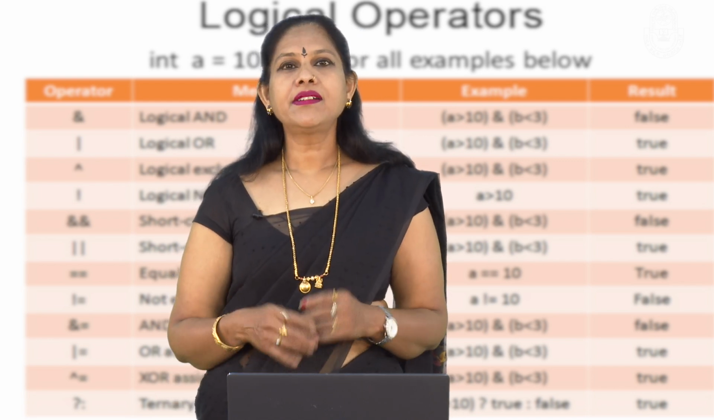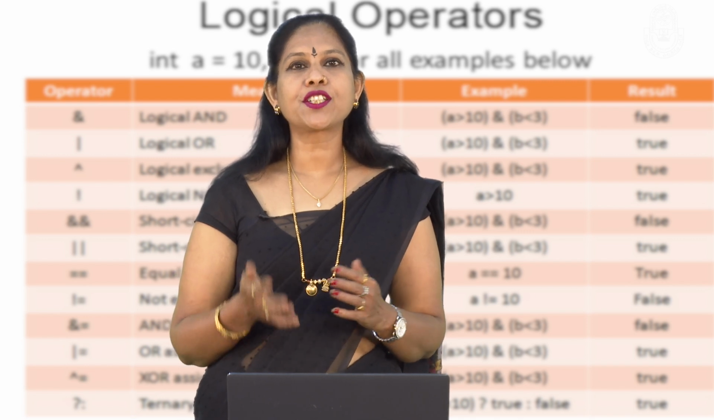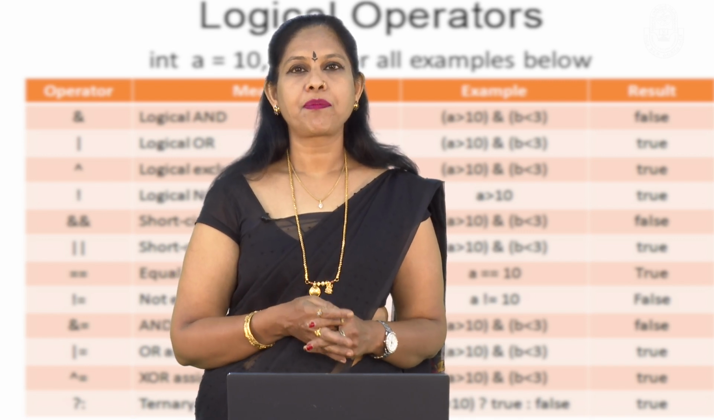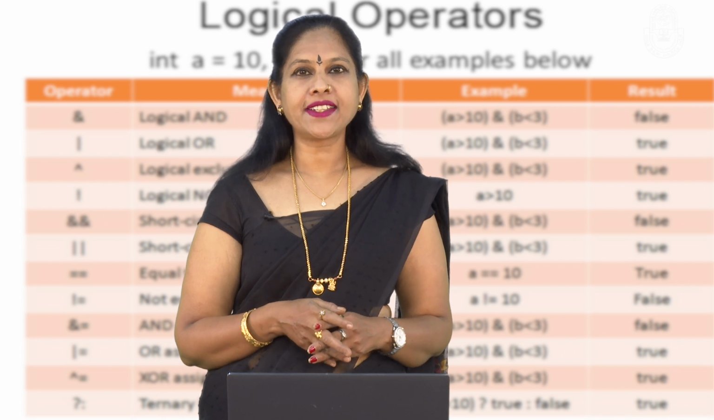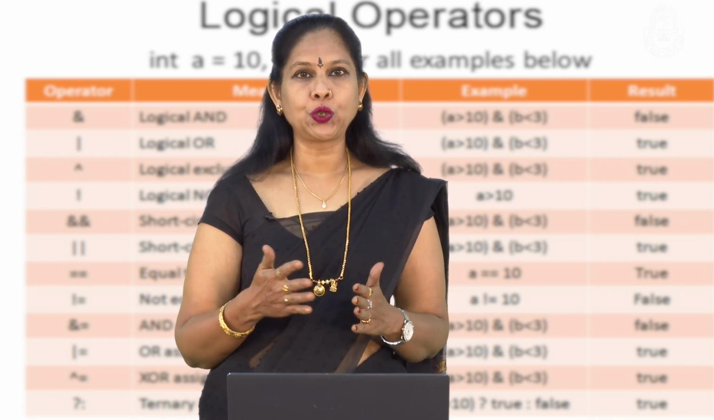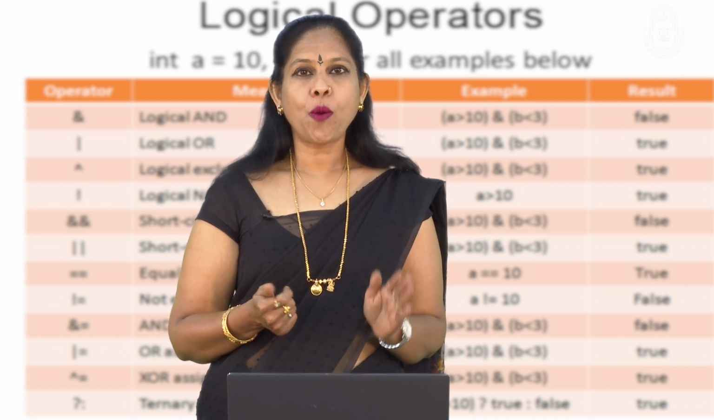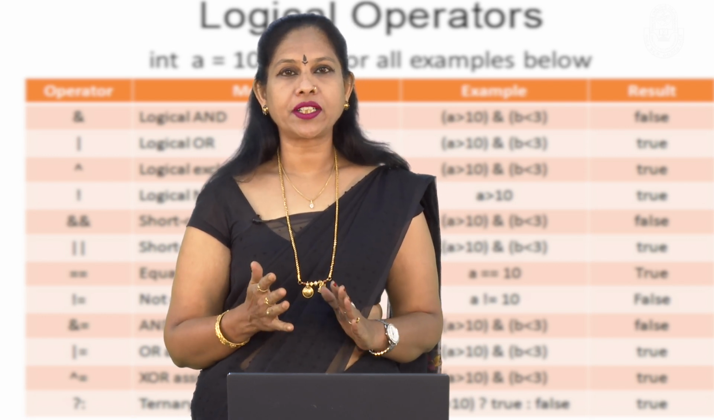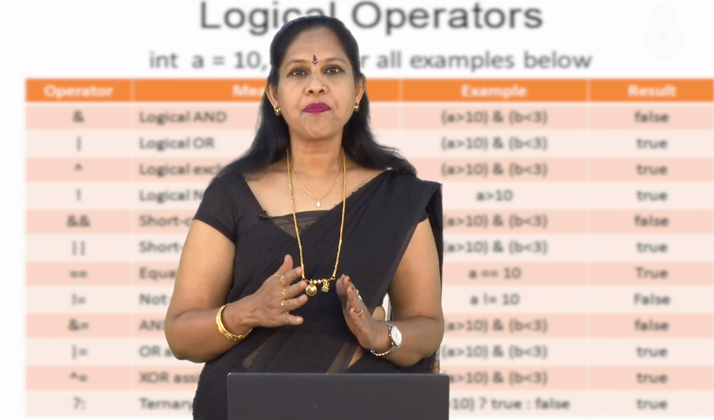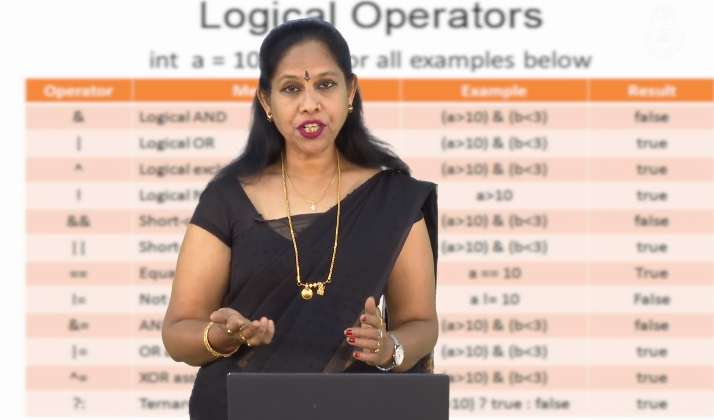The XOR operator returns true only if its operands are different. If both its operands are similar, for example true true or false false, it returns false. The exclamation operator is used for NOT. The value of NOT is the negation of the expression.